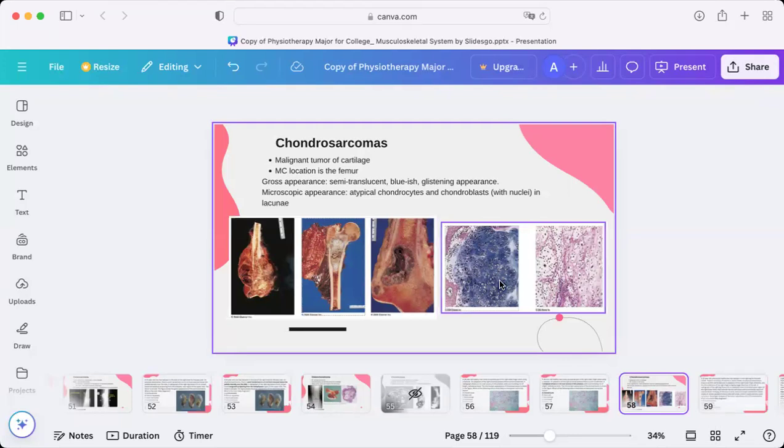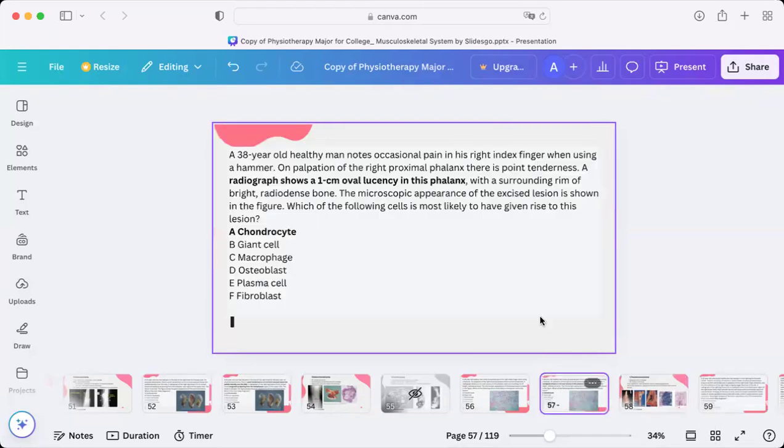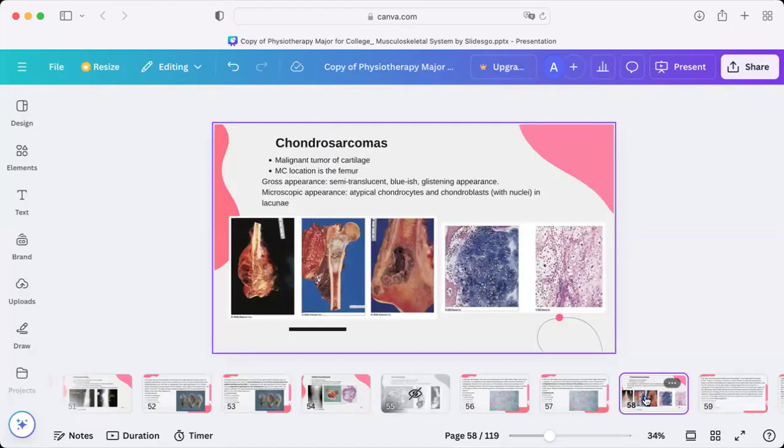And this is the histology appearance. It kind of resembles this, you see? So it's very obviously cartilage.